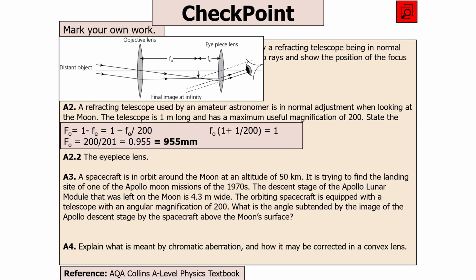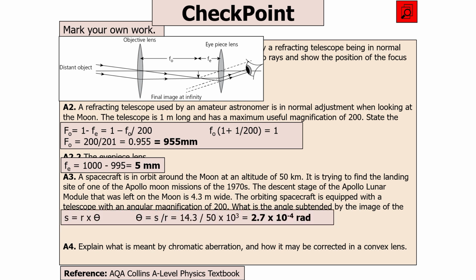We also know here that fO + fE = 1 m, so you can then work it through, and we know fO is going to be 1 over 200, so you can work it all through and you get 995 millimeters. For the eyepiece lens, it's going to be the difference, because you know the overall length is going to be 1000, so you know that fO is equal to 995, therefore the answer will be 5.